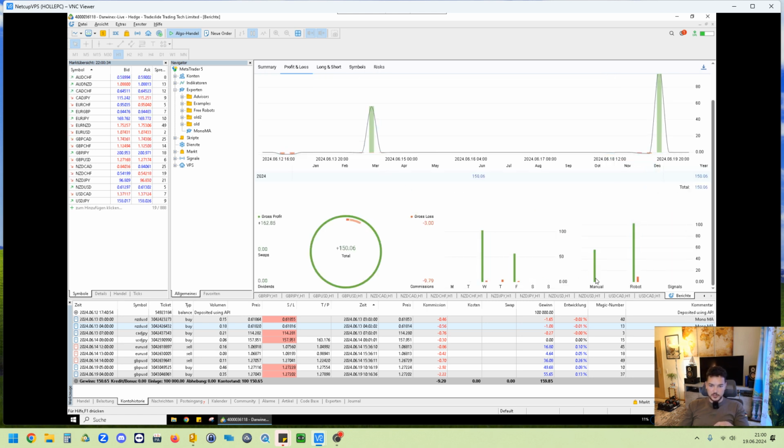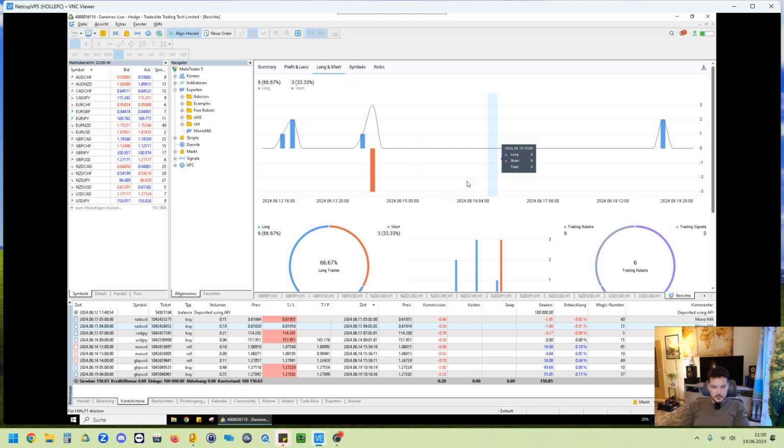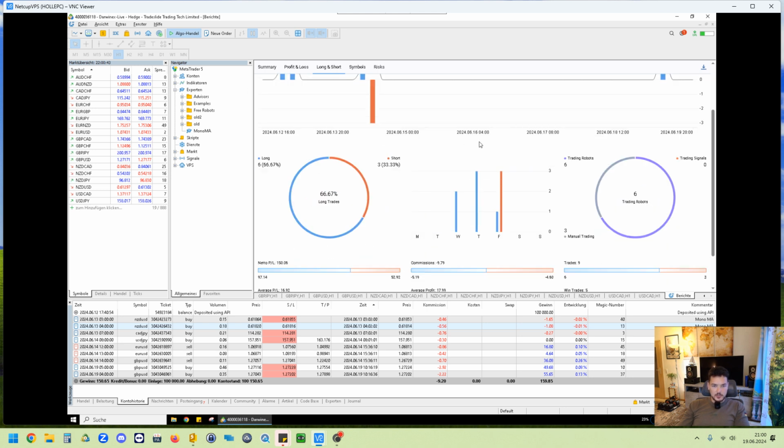Here, this is what you see as manual, and those were from the robot. Yeah. And what else? Long and short. Let's see how many longs and shorts I took. Six long, three short. Well, it's okay.